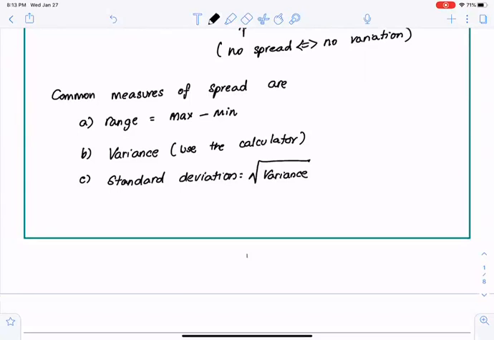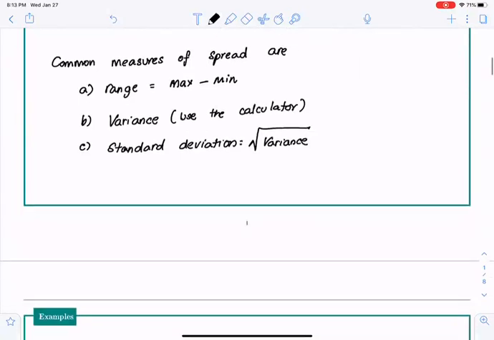So for now, we're just going to stick to variance and standard deviation. And if a problem warrants, we could do range as well. Just like measures of center, where we said the median is better than the mean, here the standard deviation is definitely better than the range in measuring variation.